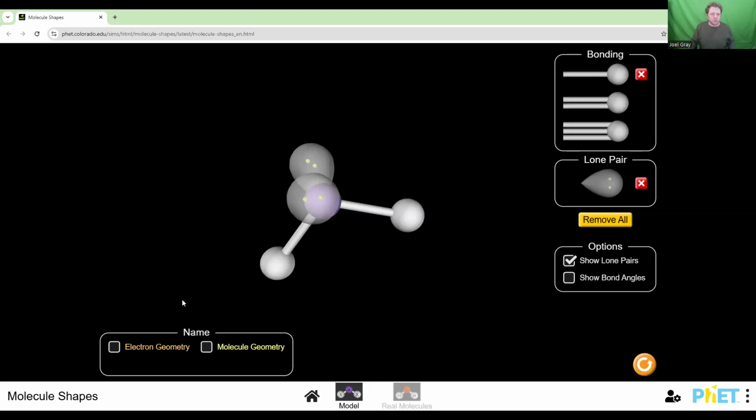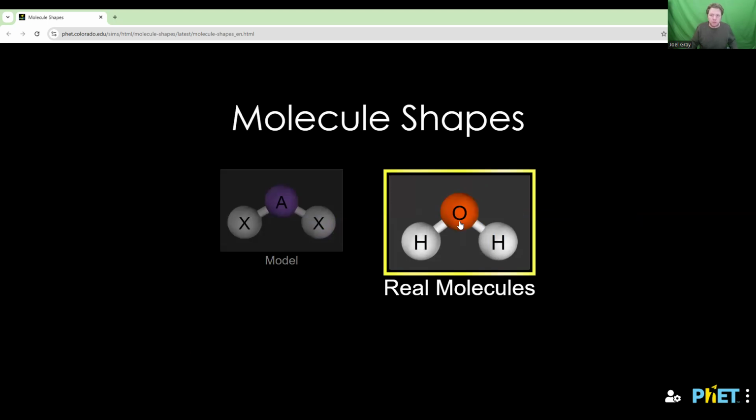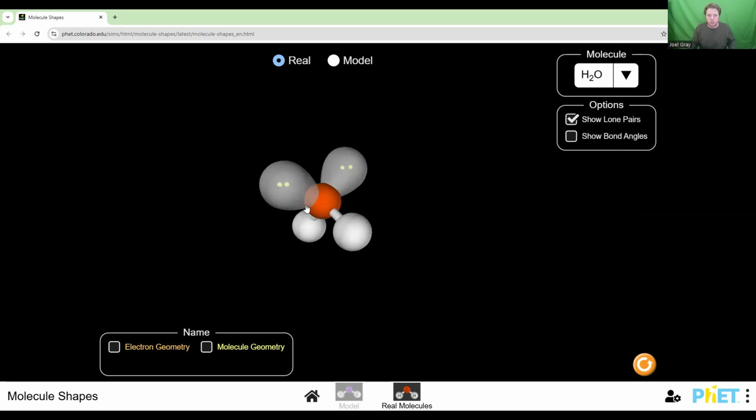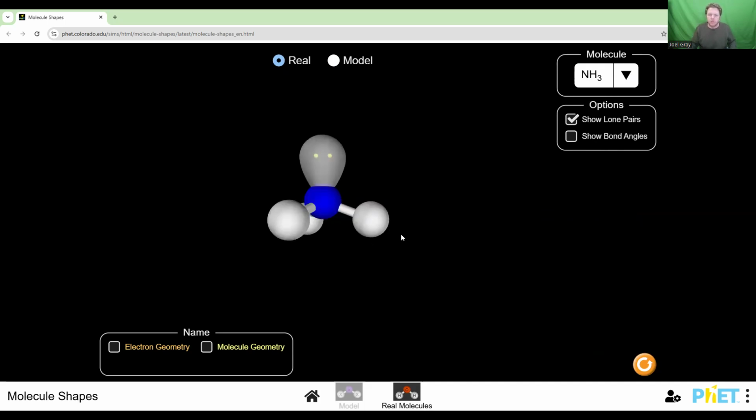So I encourage you to use this because not only can you look at models, but you can then go ahead and look at real molecules. So I'm going to click that and let's go with water, which we just put together. Let's see the model. Oh, not radically different. Then we could look at NH3. Well, it's three hydrogens and a lone pair of electrons. I encourage you to use this and play around with it because it is helpful. It has some really great illustrations and gives you a good way of visualizing how these different groups repel one another.